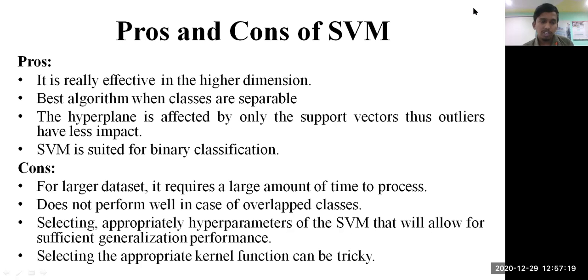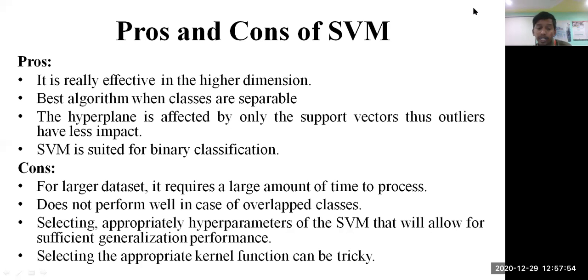Now the cons. For a larger data set, it requires a large amount of time to process because it needs to do the squaring or dot products. So it may take a lot of time to select a hyperplane. So for a larger data set, it's not much preferred. It does not perform well in case of overlapped classes. That's what we have seen previously. Whenever you are having overlap between two classes, it is not much preferred. Then we can go for any other classification method. You can go for decision tree, or you can go for naive Bayes classification. So depending on the data you are having, you will choose the better algorithm for classification.